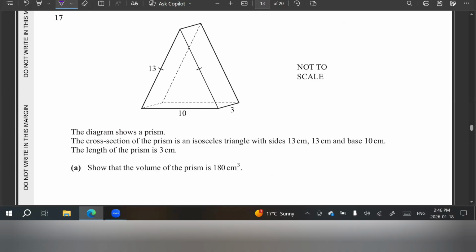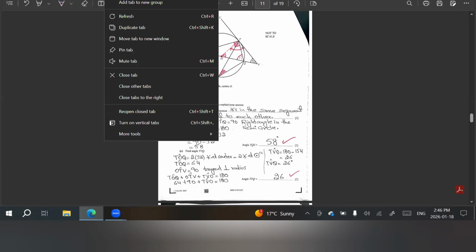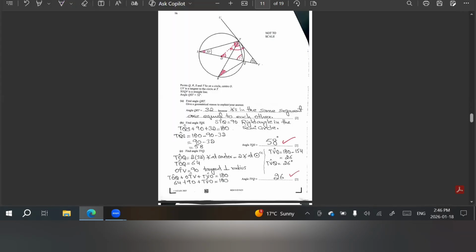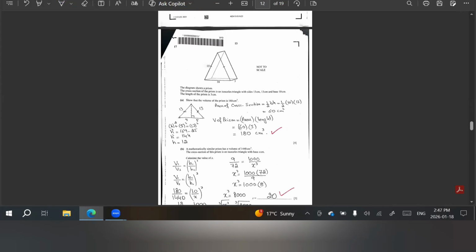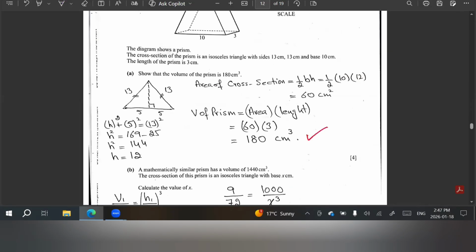Volume of the prism is equal to the area of the cross section multiplied by the length of the prism. Because it's an isosceles triangle, I have drawn that cross sectional area. It's 13, and this is 13. This is that base 10. When I draw this perpendicular, this base will be divided into 2 parts, 5 and 5. Then I can apply here the Pythagoras theorem.